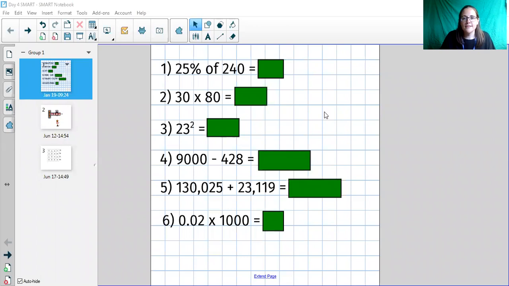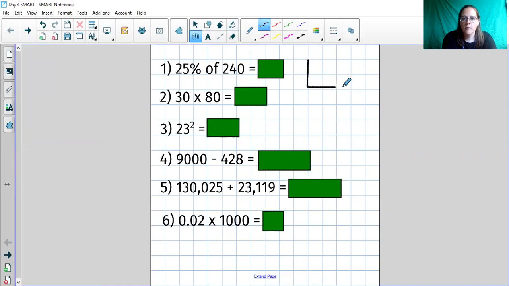So here are our 6 starter questions. Number 1 is asking you for 25% of 240. Remember, that's part of 240. And hopefully you'll be thinking, 25%, I know that is equivalent to 1/4. So remember that the best way of finding 25% of something is to find 1/4 of it. So there's our bar model to show that. So you just want one of these.